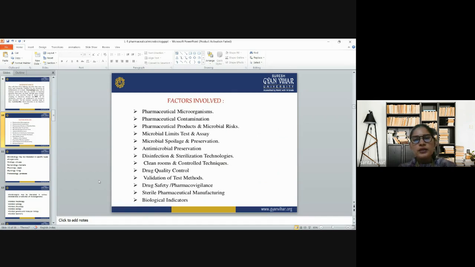Now, the factors involved in pharmaceutical microbiology are pharmaceutical microorganisms, pharmaceutical contamination, pharmaceutical product and microbial risk, microbial limit test and assay, microbial spoilage and prevention, antimicrobial prevention, disinfectant and sterilization techniques, clean room and control techniques, drug quality control, validation of the test method, drug safety and pharmacovigilance, sterilized pharmaceutical manufacturing, and biological indicators. These are the main factors involved in pharmaceutical microbiology, and we have to cover all these topics to understand pharmaceutical microbiology better.